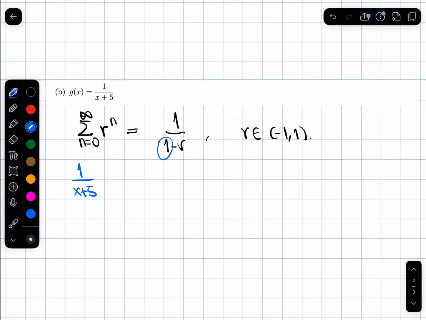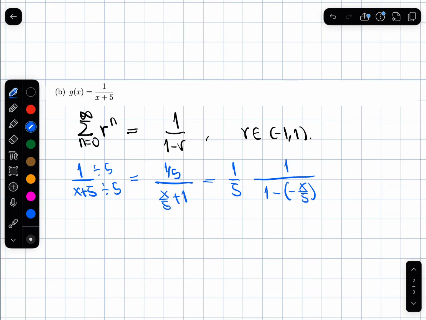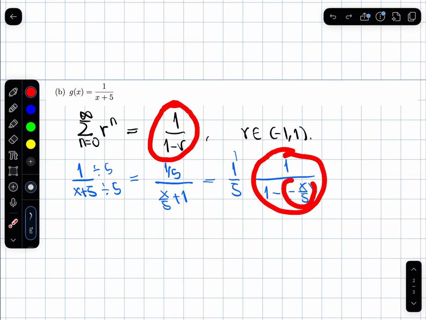Again, I wish I had this 1 in here, so I'm going to start by dividing the top and the bottom of this fraction by 5 to get 1 over 5 times 1 over x over 5 plus 1, like so. This 1/5 at the top I can write outside. And I can also write this as 1 minus x over 5, like so.